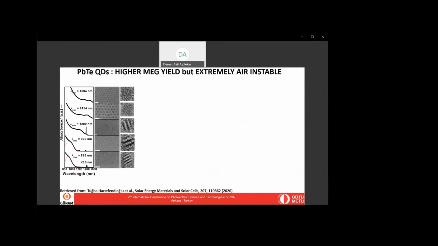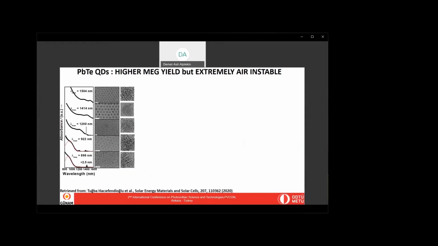They've done a similar study for electrolyte quantum dots. Why are electrolyte quantum dots important? They're important because they have higher energy yield, but they are extremely air unstable. And what we've done, we've synthesized a series of electrolyte quantum dots with different sizes. And as you can see from their high resolution TEM images, their shape changes as the size changes, starting from octahedral to cubo-octahedral.